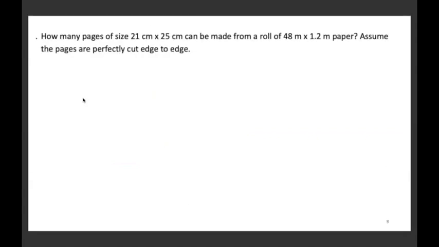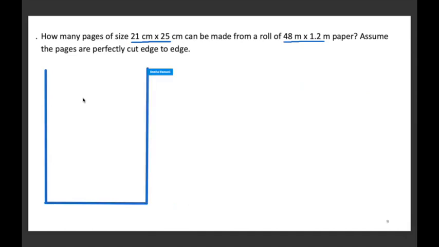Now, how many pages of size 21 by 25 centimeters can be made from a roll of 48 meters by 1.2 meters paper? You have to assume that the pages are cut perfectly. Now in this arrangement, this is the roll which we are provided. It's actually a bigger roll. It won't be so small, so I'm showing a cut line here, which means it's going to continue above.